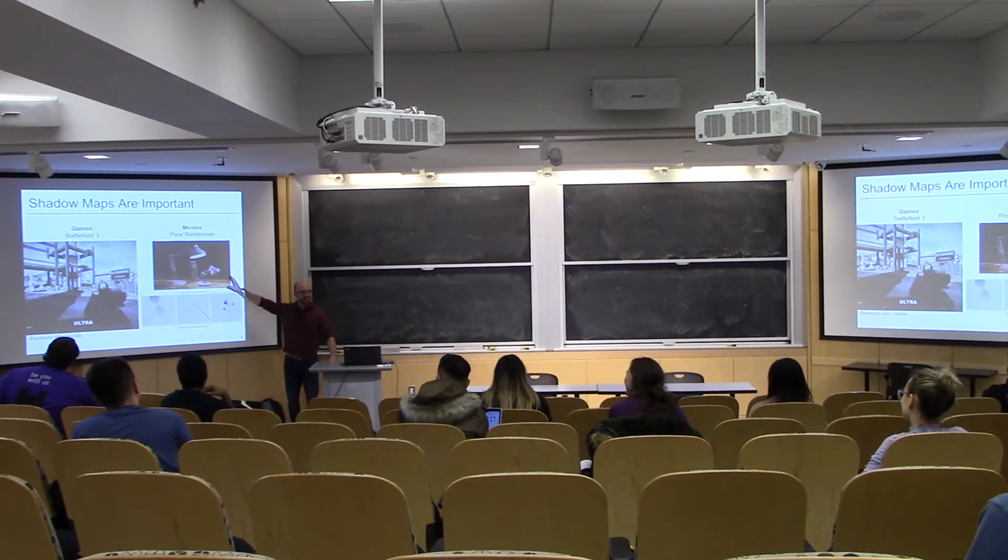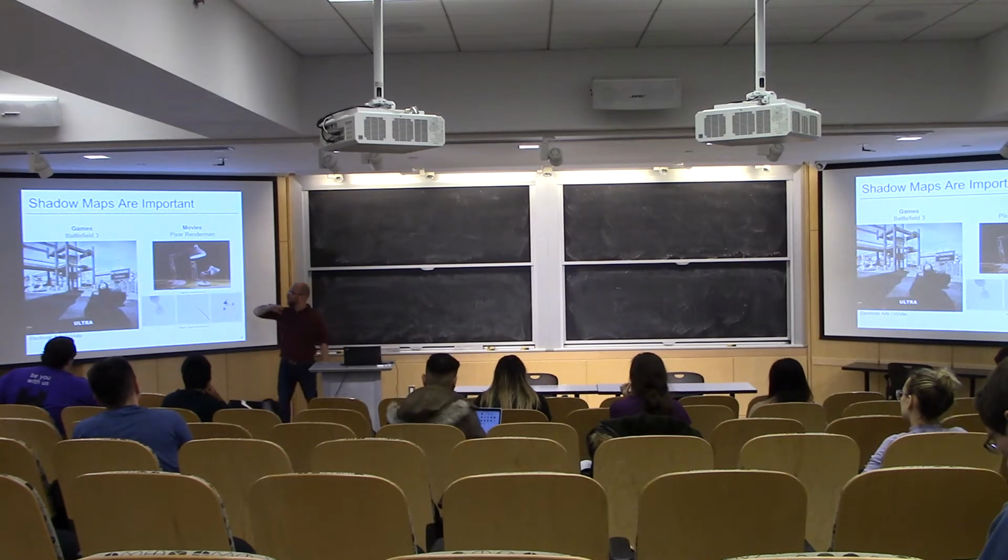In any event, in a movie like this, shadow maps were really critical. I mean, it's a film about lamps. Indeed, this was one of the early examples where shadow maps were used. And I believe if you look really closely, you can actually see some of the artifacts.